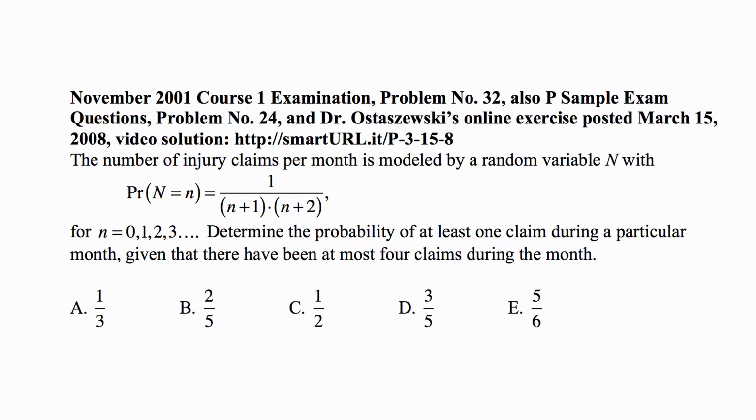Here's a problem for today. The number of injury claims per month is modeled by a random variable N with probability that N is equal to n equal to 1 over (n plus 1) times (n plus 2) for n equal to 0, 1, 2, 3, and so on, so for all non-negative integers. Determine the probability of at least one claim during a particular month, given that there have been at most 4 claims during the month.